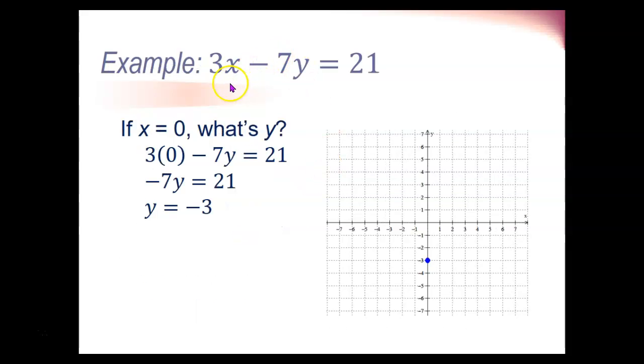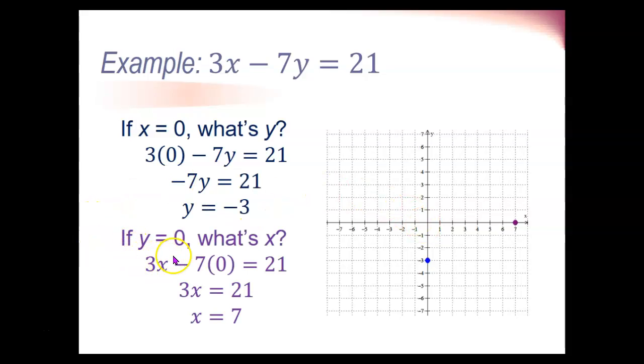So, for example, let's say we want to graph the equation 3x minus 7y equals 21 using that intercepts method. First of all, if x is 0 in this equation, what's y? If we put 0 in for x, that's easy because 3 times 0 would just be 0, and then all we have over here is negative 7y equals 21. Then divide both sides by negative 7, and you get y equals negative 3. So that gives us the point (0, -3), where x is 0 and y is negative 3.